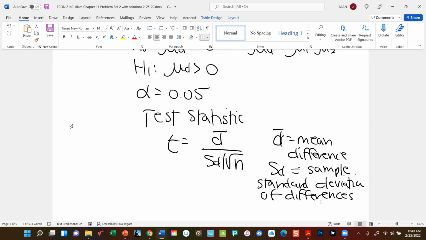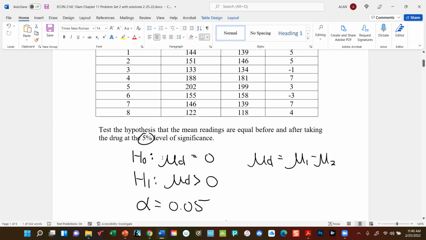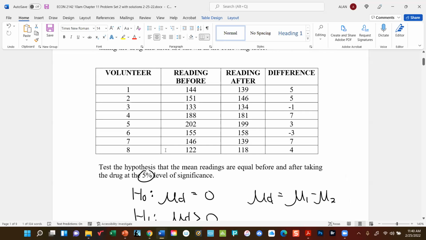Now in the slides, you see there are formulas for calculating D bar and SD, but we don't really need to use those formulas because we have access to these amazing TI-84s, which enable us to type in data into lists. So before we go any further, what I'd like you to do is go to your calculator and type the differences into list 1.